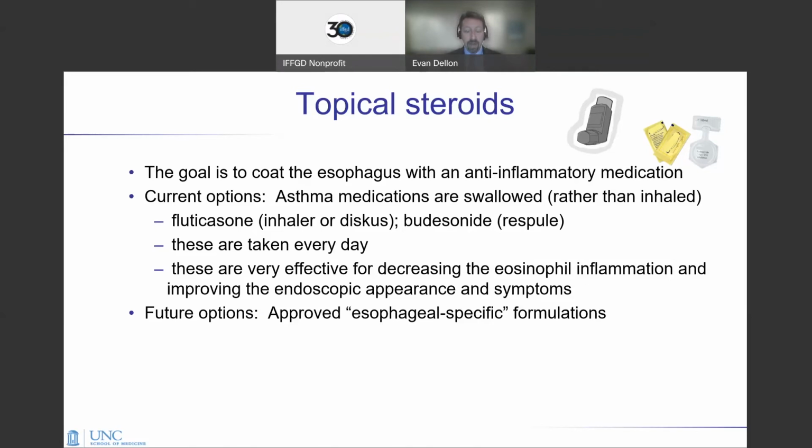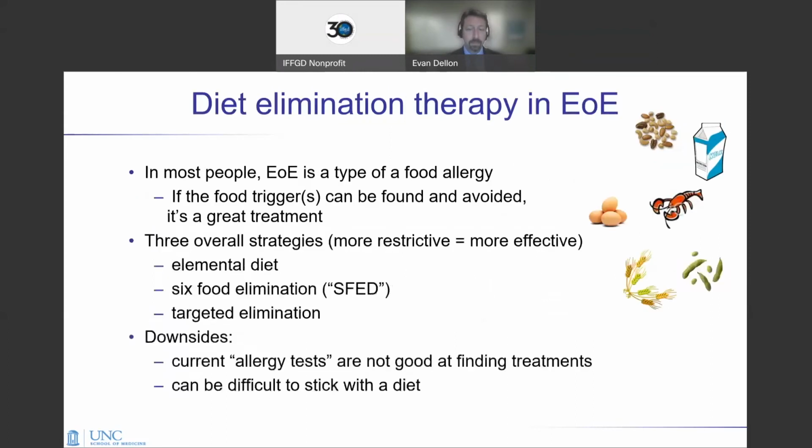These are taken every day and are quite effective for decreasing eosinophils in the esophagus, improving symptoms, and improving the endoscopic appearance. And within the next couple of years, if not sooner, hopefully there will be approved esophageal specific medicines. So medicines designed for the esophagus, not for asthma. And in fact, one of these medicines is what's approved in Europe and Canada.